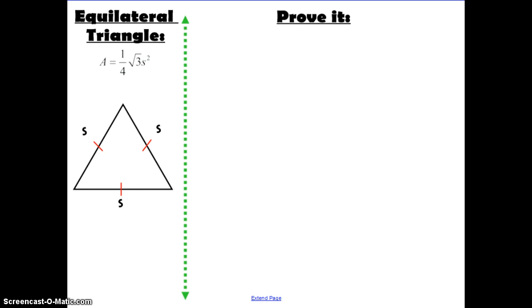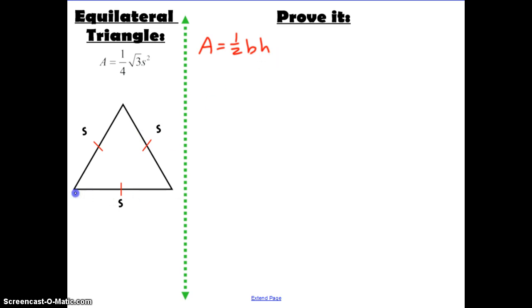Now, we're just going to prove why this formula works. So we're just walking through it. This isn't a formal proof like the ones we write in class, but let's take a look. The formula for an area of a triangle is just 1/2 base times height. Now what I want to do is take a look at this equilateral triangle, and then we're going to find the base and the height.